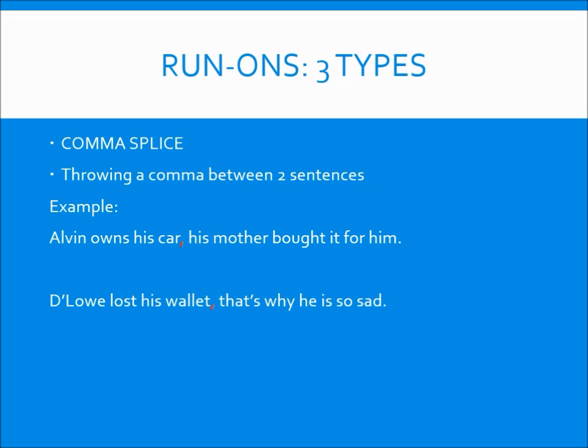What about the next sentence? D-Lo lost his wallet, that's why he is sad. Again, we have two separate sentences here. D-Lo lost his wallet is your first sentence. That's why he is so sad is the second sentence. Notice that a comma has been thrown between two sentences, creating what we would call a comma splice, which is just a type of run-on because you have two sentences that are running into each other.